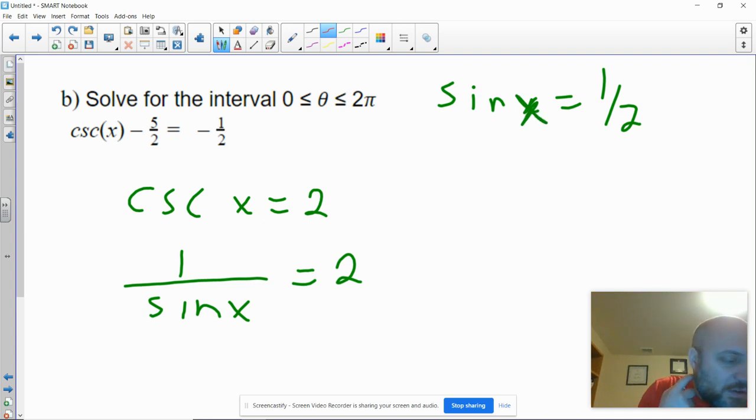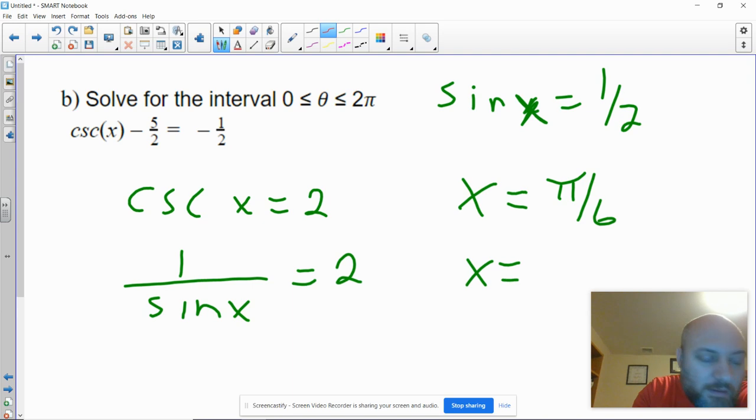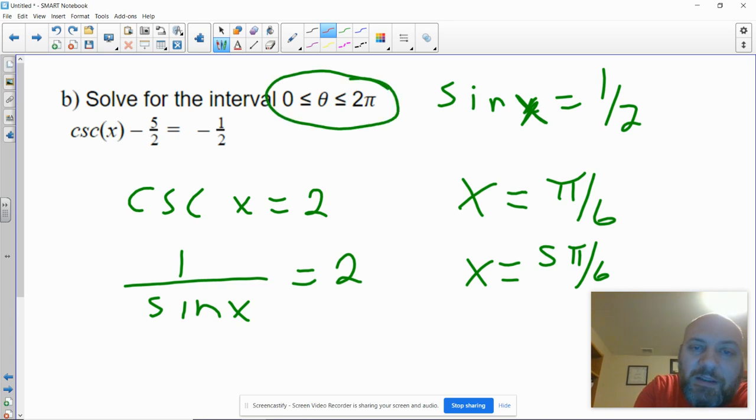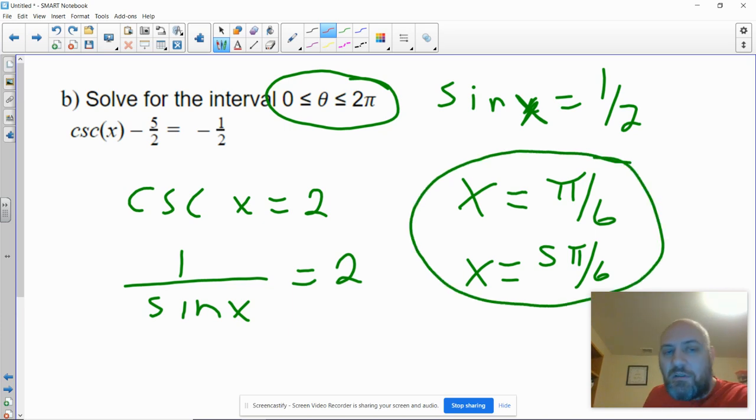So now I'm going to my unit circle to determine where on that circle the sine is equal to 1/2. And that occurs in 2 places, at pi over 6 and at 5 pi over 6. Because I'm given the specificity of this interval, I do not need the plus 2 pi k. That would take me outside of the 0 to 2 pi range. So these are my only 2 solutions.